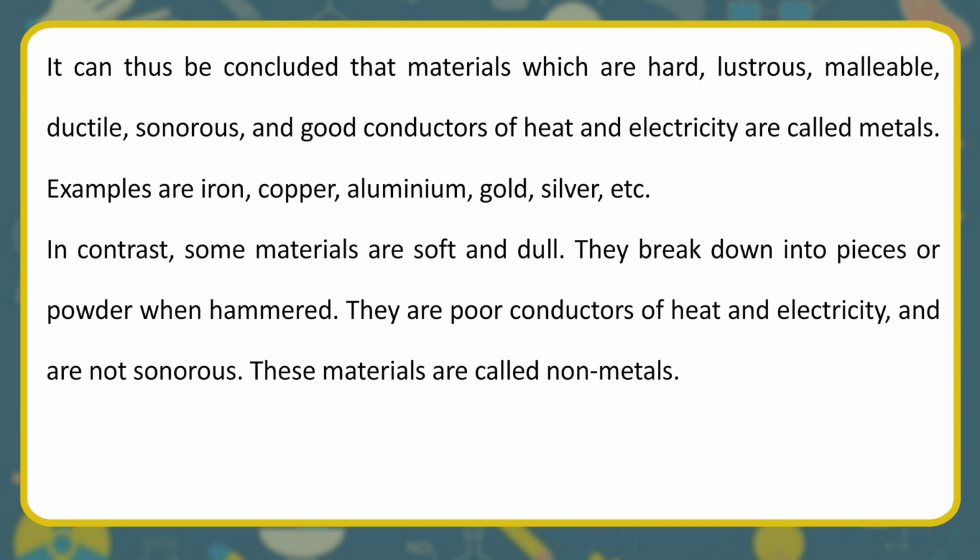It can thus be concluded that materials which are hard, lustrous, malleable, ductile, sonorous, and good conductors of heat and electricity are called metals. Examples are iron, copper, aluminium, gold, silver, etc. In contrast, some materials are soft and dull. They break down into pieces or powder when hammered. They are poor conductors of heat and electricity, and are not sonorous. These materials are called non-metals.